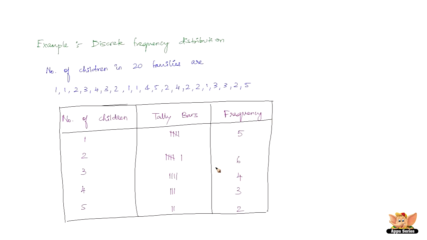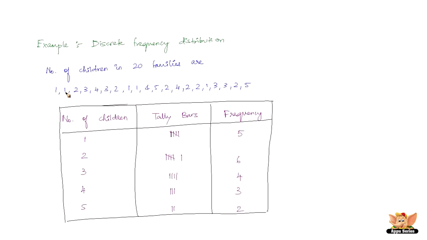So here is the discrete frequency distribution for the above statistical data. As explained in the previous sheet, the first column consists of the variables from the lowest to the highest order. That is, the number of children is a varying thing here. So the different number of children the 20 families have are 1, 2, 3, 4 and 5. But how many families do have just one child? So we first have to count it in terms of the tally bars.